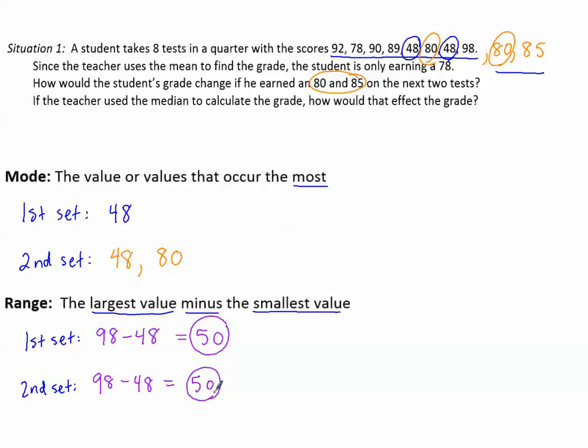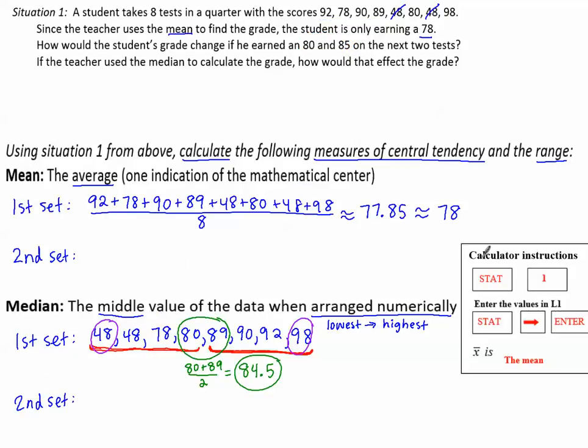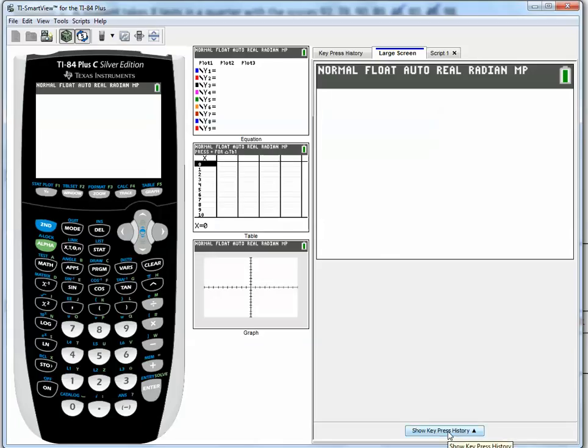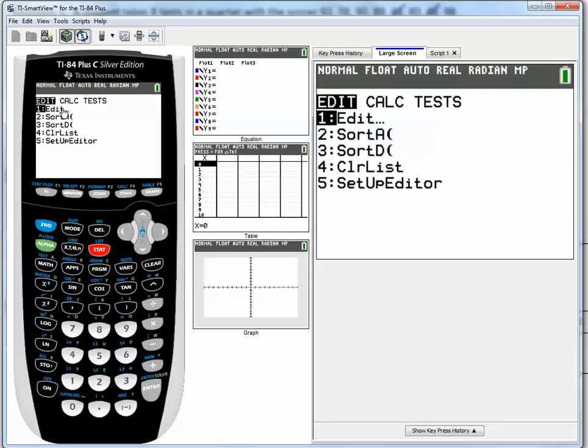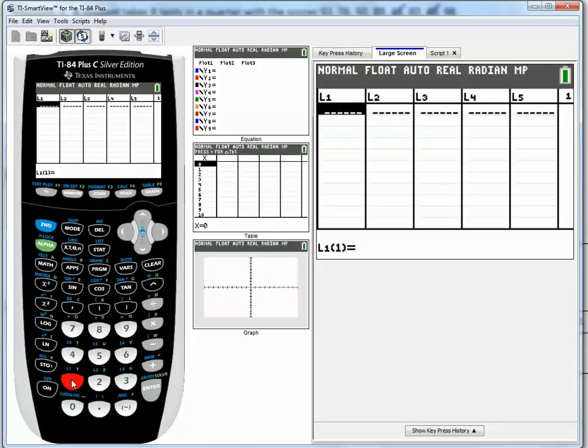50 is the range. Now we will use these calculator instructions to find these measures on the calculator. The instructions tell me to press Stat and then 1, so I can either press the number 1 or Enter when 1 is highlighted, and it gives me the list. I'm going to enter the 10 data points from the second set in this list.